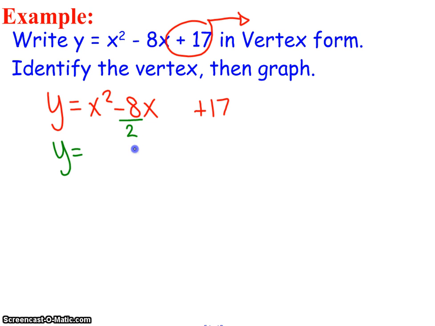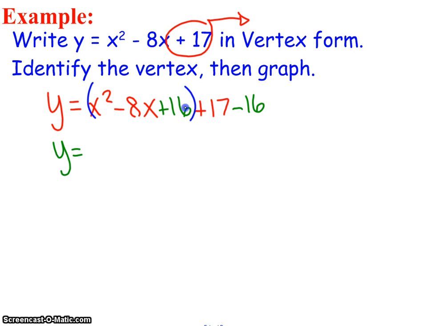So half of negative 8 is what? And then square that. Okay, what do we get? 16. Good. Remember, we have to balance. So when we add 16, we subtract 16 because we're on the same side.